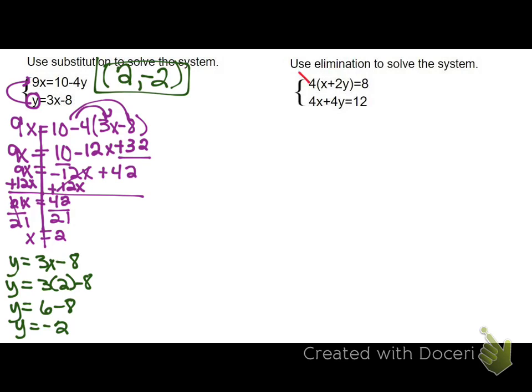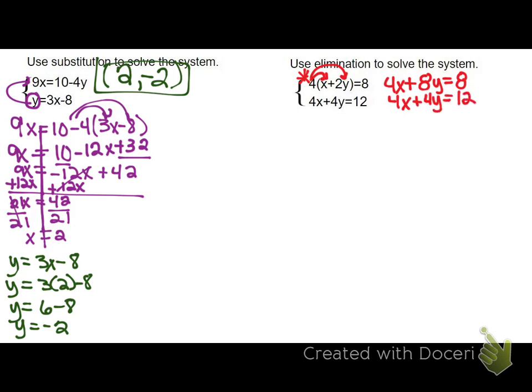So we're going to have to rewrite this first equation. What's that going to look like, Emily? You got 4x plus 8y equals 8. Okay. So here is my system.